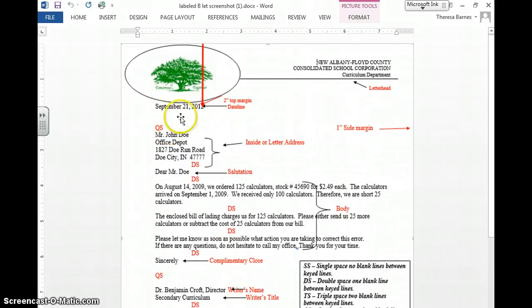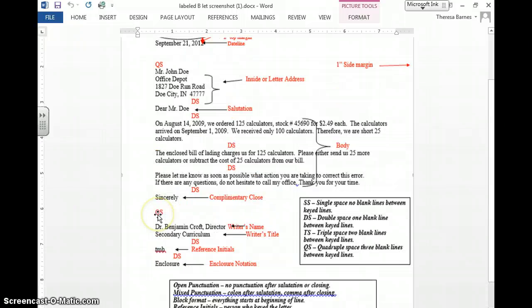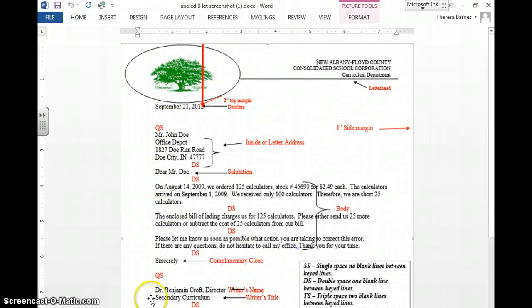This is a block style business letter. Block style means everything starts at the left margin. So if you notice, there are no indentations at all, not even the paragraphs.